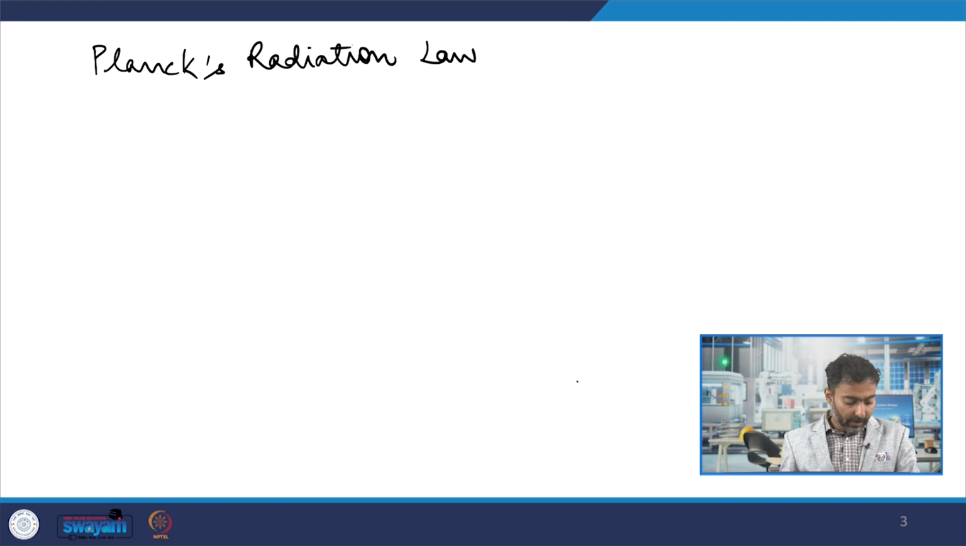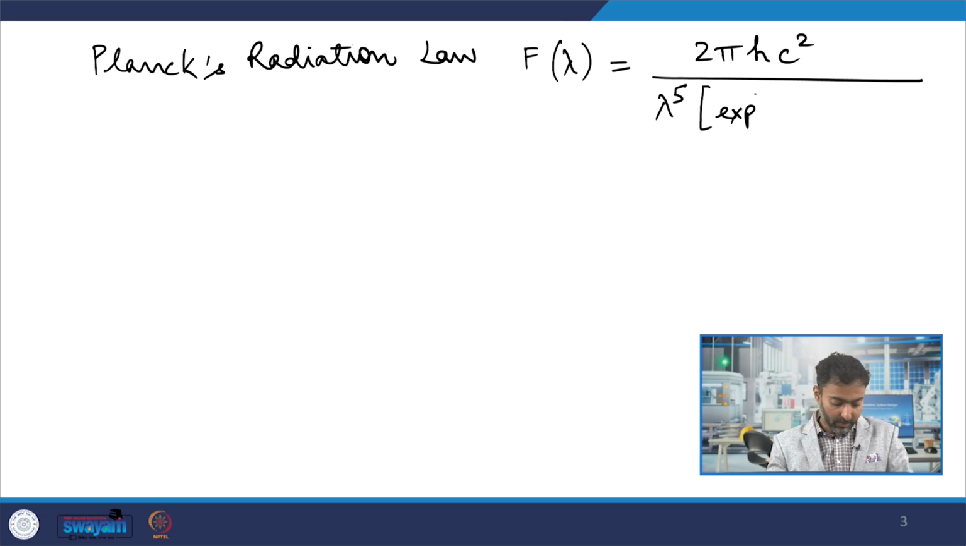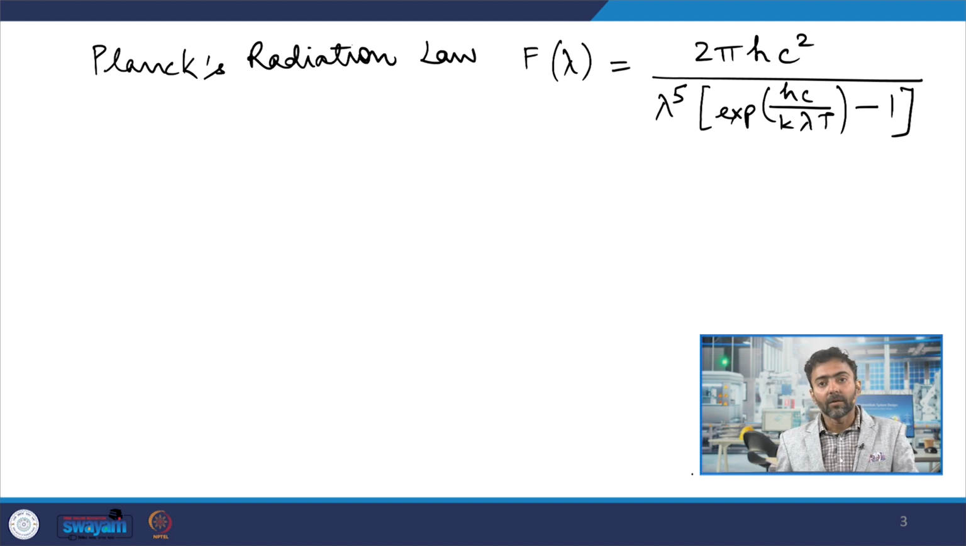Planck's radiation law gives us the spectral irradiance from a black body, and it is given by this particular equation. The spectral irradiance F at a given wavelength lambda is given by 2 pi h c squared divided by lambda to the power 5, into e to the power hc by k lambda T, minus 1.